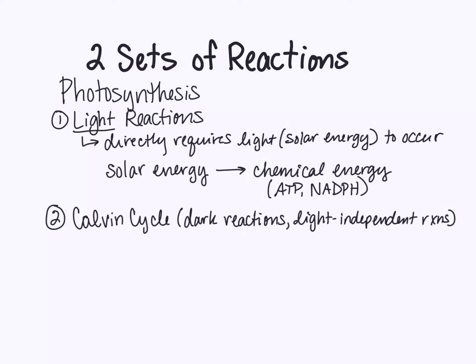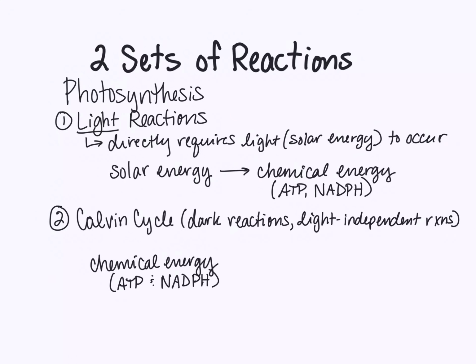So the Calvin cycle kind of tells you a little bit more about it being a cycle. And essentially what happens in the Calvin cycle is that the products from the light reactions, so the chemical energy stored in the molecules of ATP and NADPH during the light reactions, gets converted to a different kind of chemical energy.